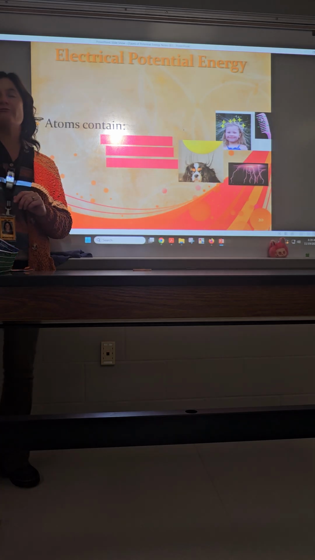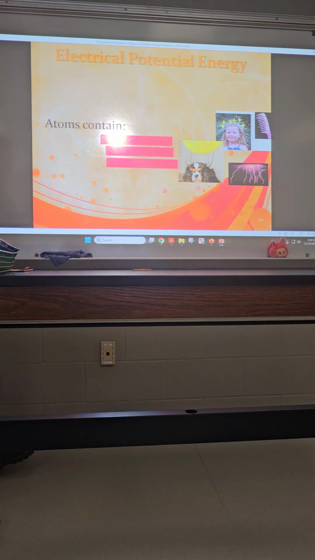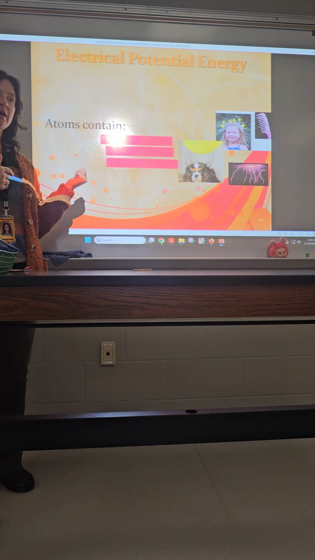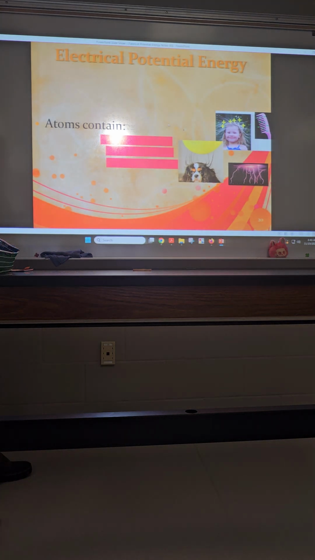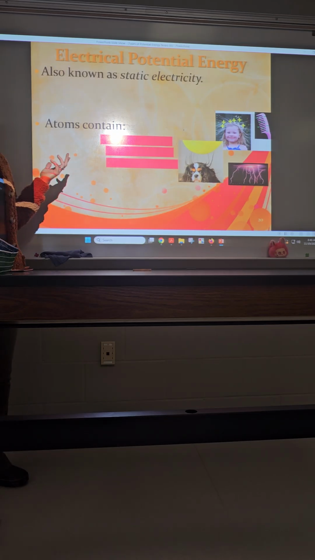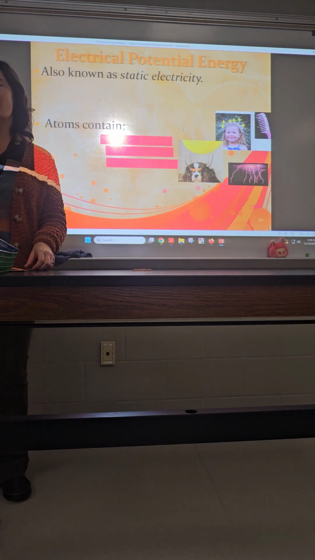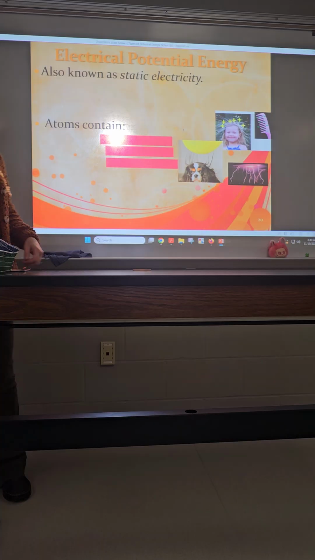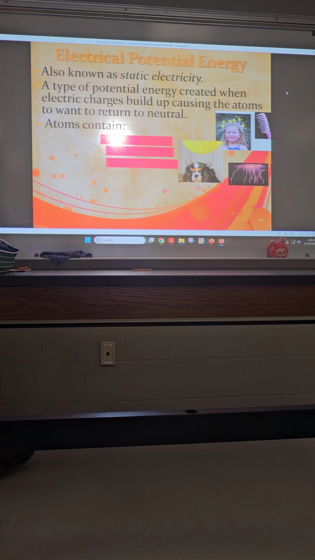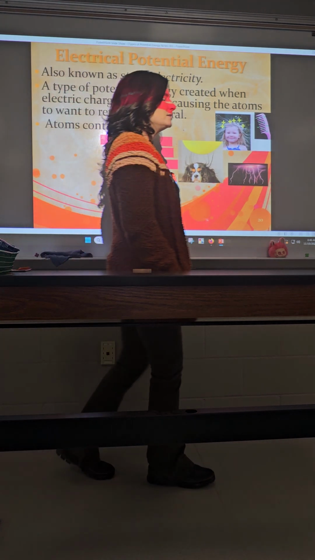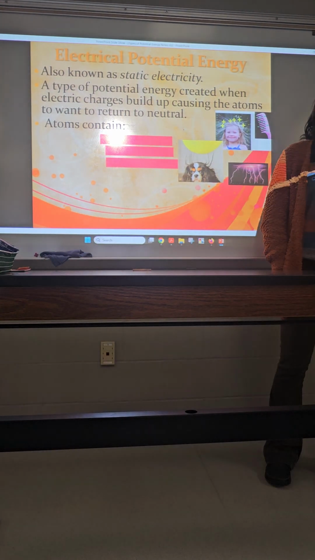All right, so we're going to move on to our fourth form of potential energy, and that is electrical. And it was kind of introduced a little bit in the battery BrainPOP that we just watched as well. And so, again, we had this already, we just haven't talked about it in the form of potential energy. We already had electrical as one of our non-contact forces. So everything that you already knew is going to still be true. So this is a type of energy that is created when electrical charges build up, causing atoms to want to return to neutral.